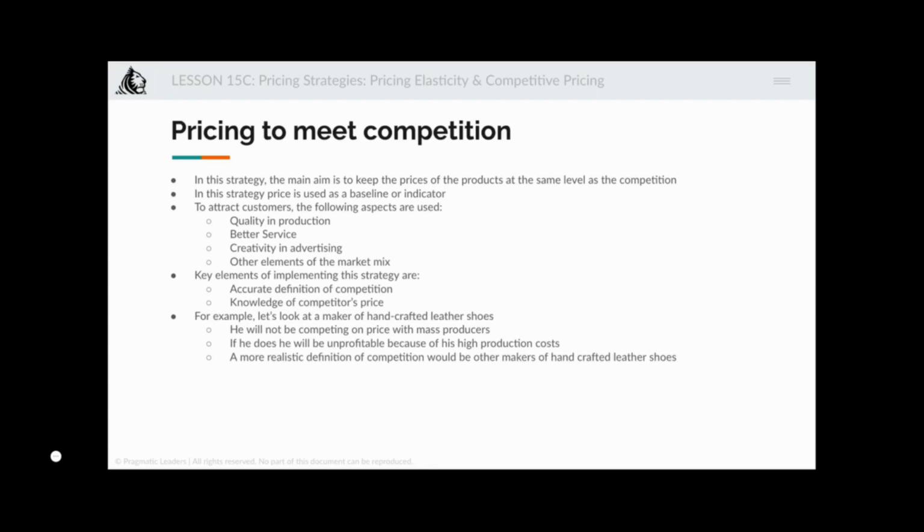So a key element of implementing the strategy is that you have to have an accurate idea of who your competitors are, and what is the price at which the competitor is selling. Now, in the case of Pepsi and Coca-Cola, for example, it's very simple. You know the price very clearly, right?